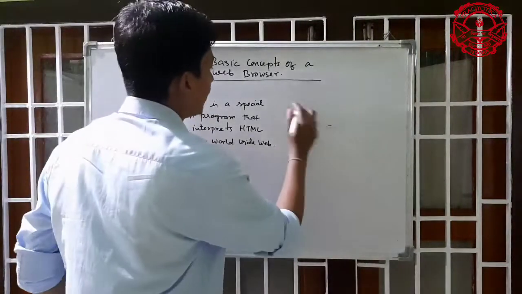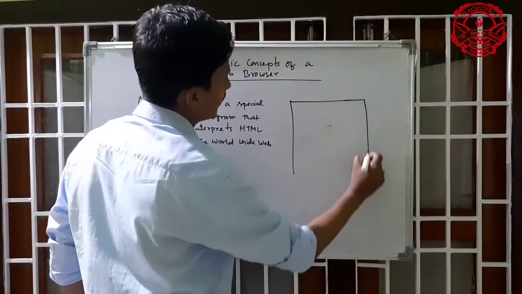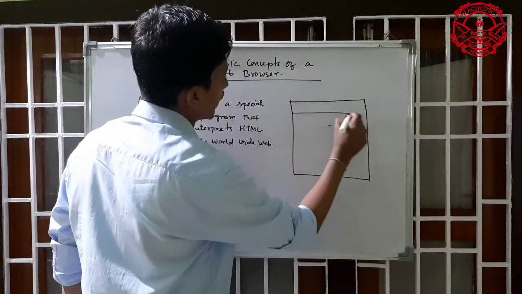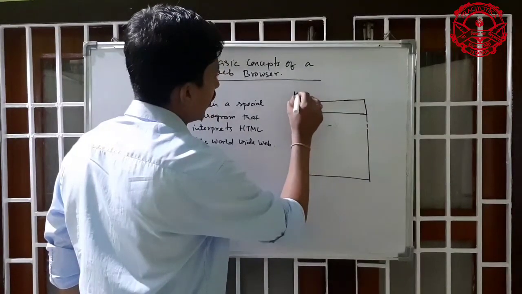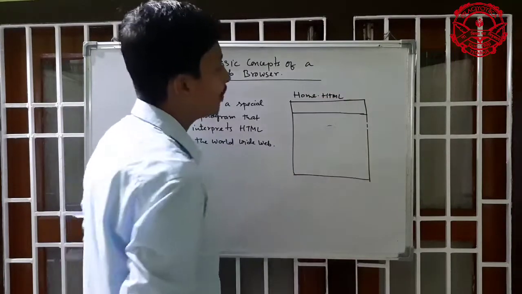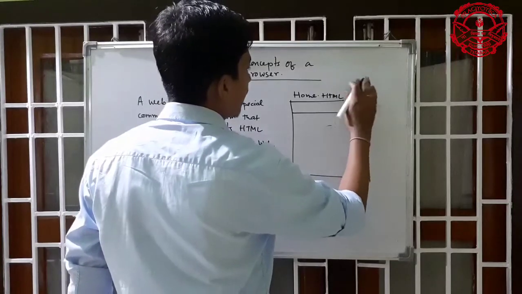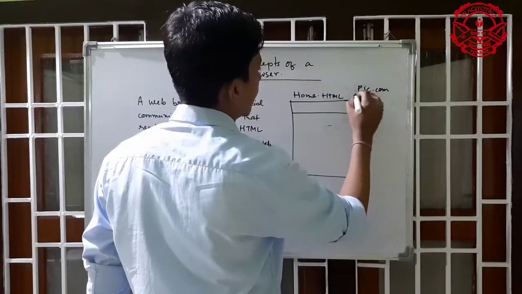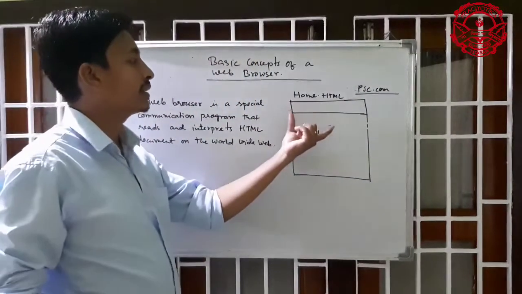Means what? For example, if I create a HTML page, say like this is a HTML page, home.html. Means it is a home page of my website. Website name say like pjc.com. Okay, so pjc.com home page, this is the home page.